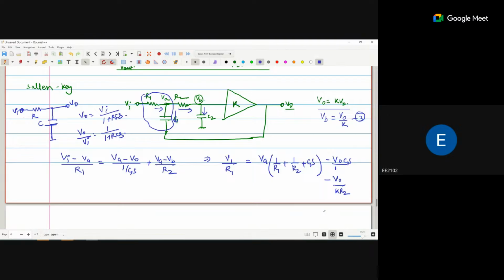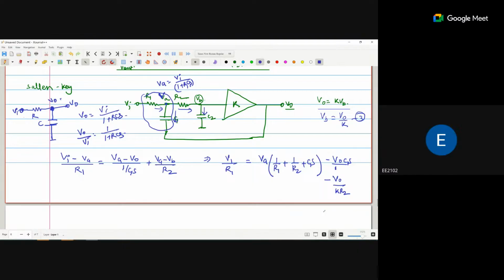If I say this point and this point are both the same, and the voltage at this point is V naught, then the V naught equation will be the same. So can I write VA is equal to VI times 1 plus R1C1S? Can I write it? Yes, sir, you can.